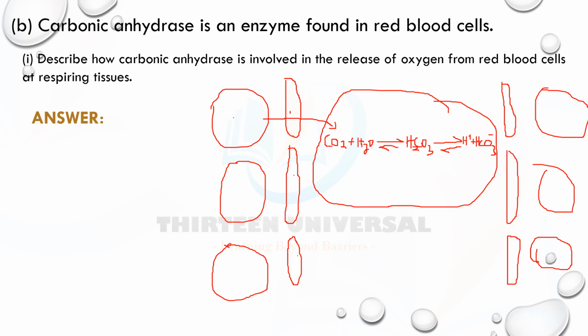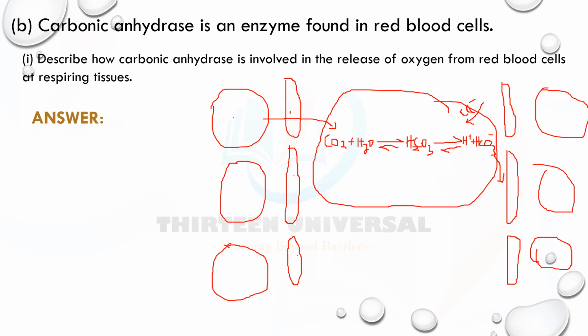You know how this hydrogen carbonate ion diffuses into the plasma to be transported, and then to balance the electrical neutrality, because when negative ions move, it creates an imbalance, chloride ion moves in from the plasma into the red blood cell. That's chloride ion. And that's called the chloride shift, guys.